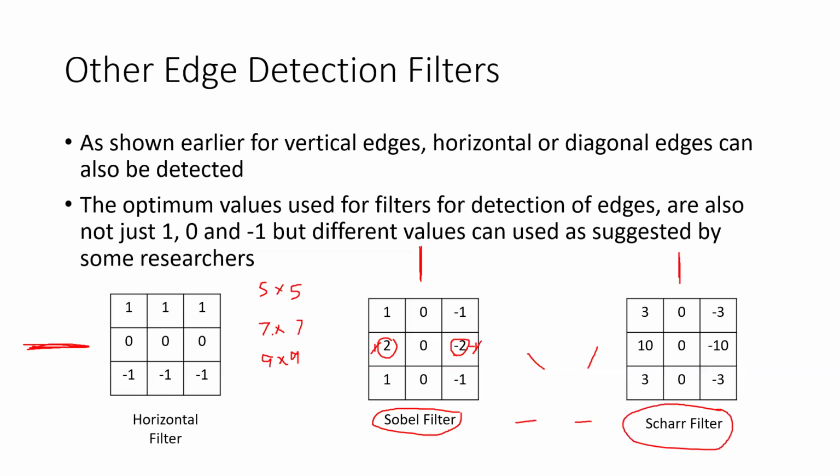Not 4 by 4 or 8 by 8 are used, right? Because then only you can apply, you can get a middle value, right? So when you have a middle value only, then you can have the output image value, right? Otherwise it's difficult to have the middle value, right? So that is why we are using odd numbers as the dimensions of these filters, right?